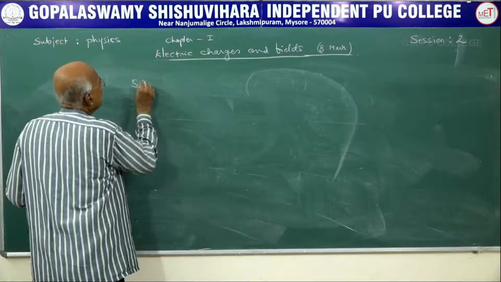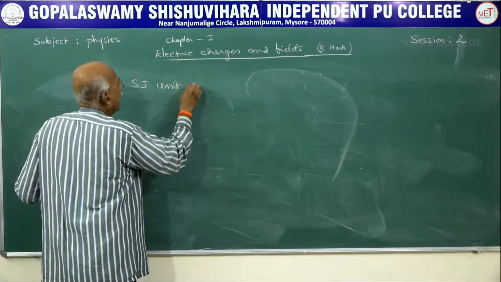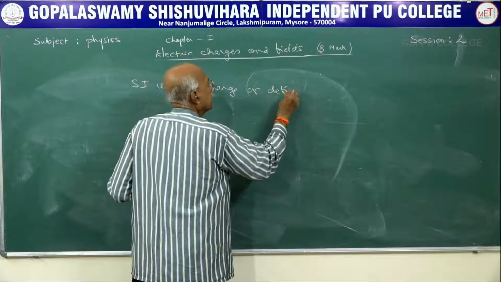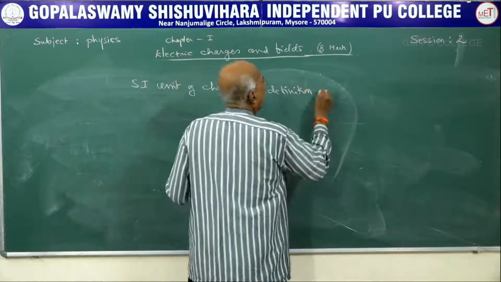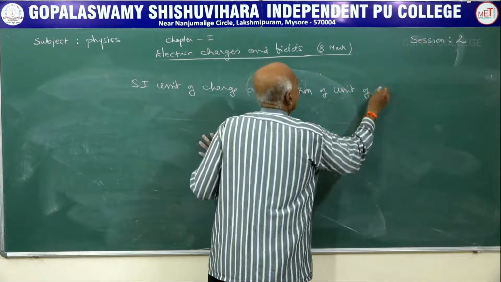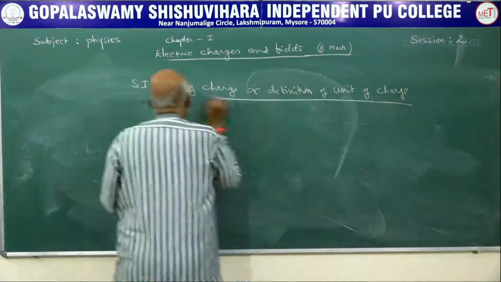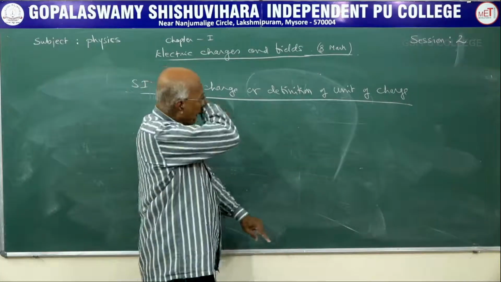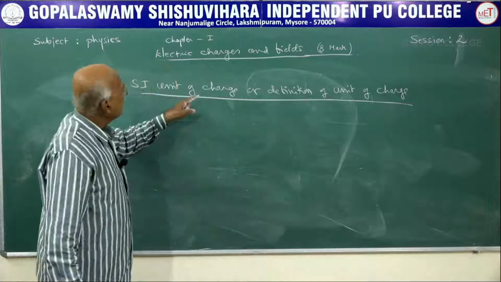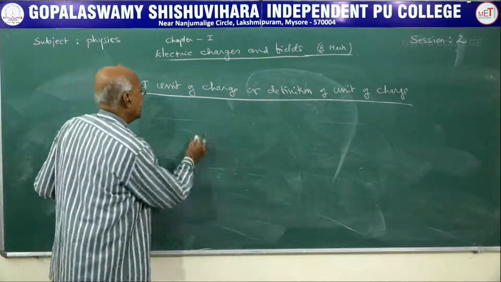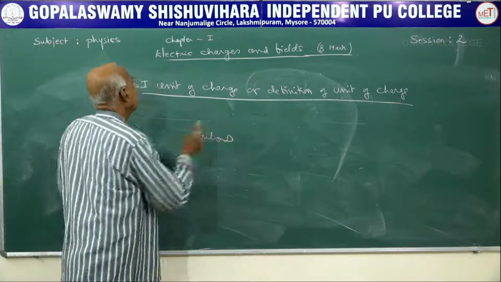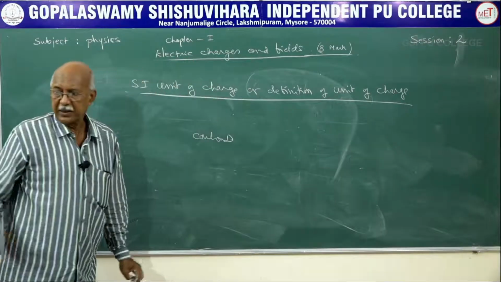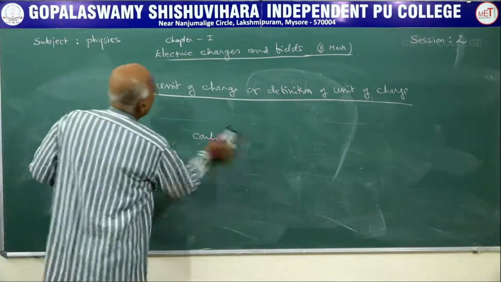The SI unit of charge, or the definition of the unit of charge. In SI units, charge is measured in terms of coulomb. If you are asked to write the SI unit, you will simply write that coulomb is the SI unit of charge. But here we have written the SI unit of charge or define unit of charge. That is required. Now we will define what is meant by 1 coulomb of charge.